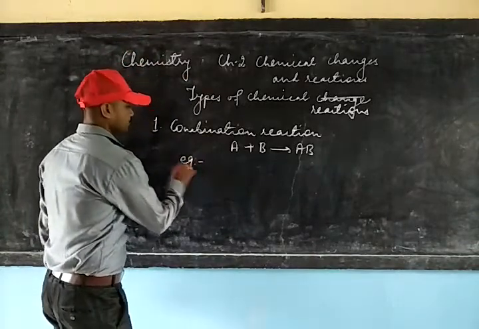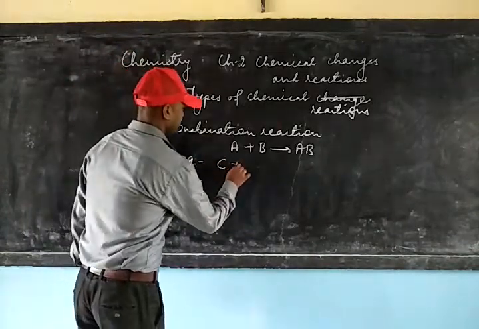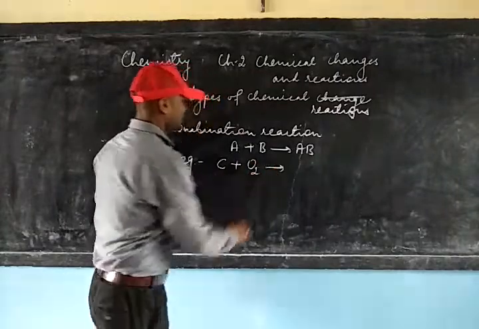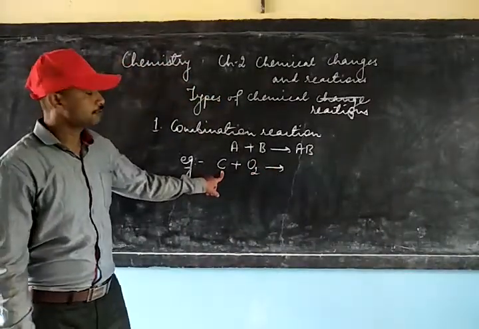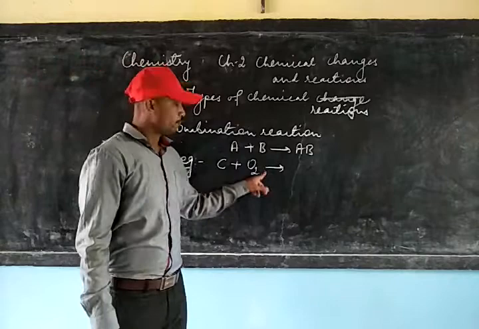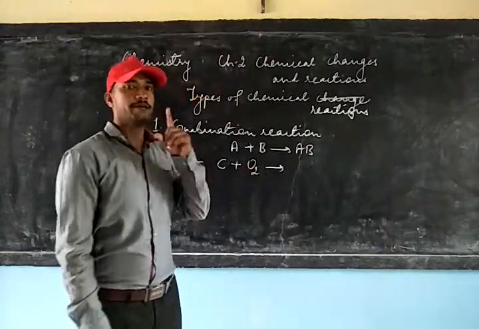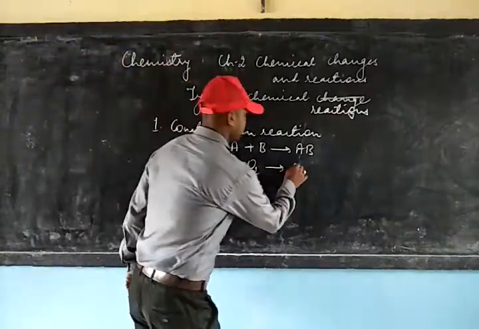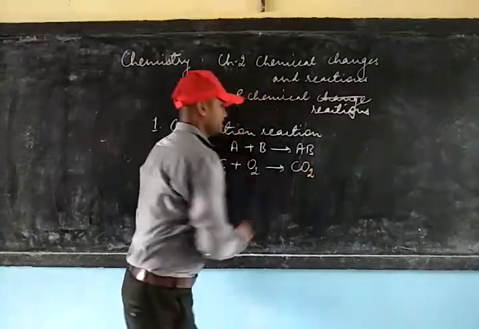Example number 1. Carbon plus oxygen. You can find carbon is one element, oxygen the other, where these two will combine and give one product only, and here the product will be carbon dioxide.